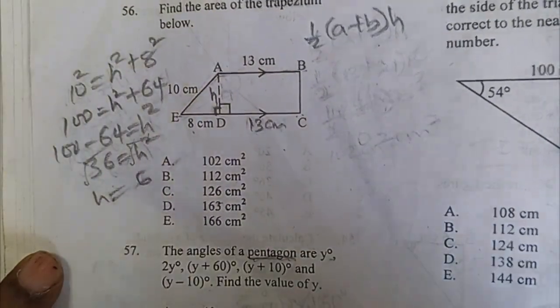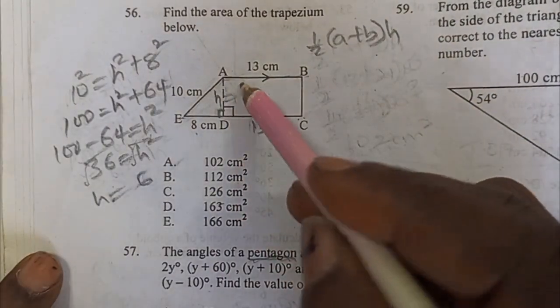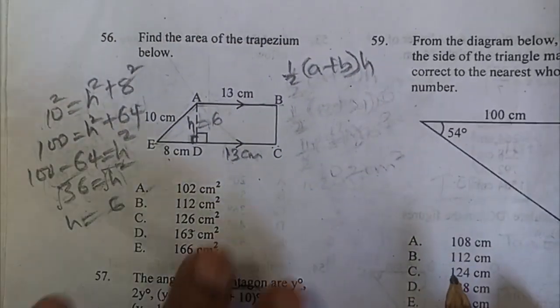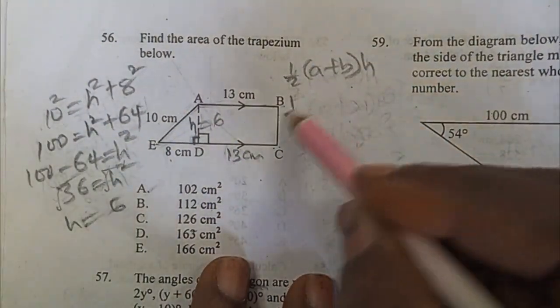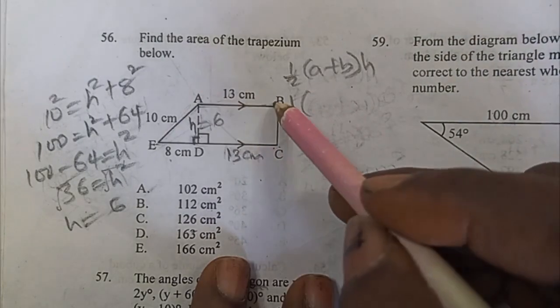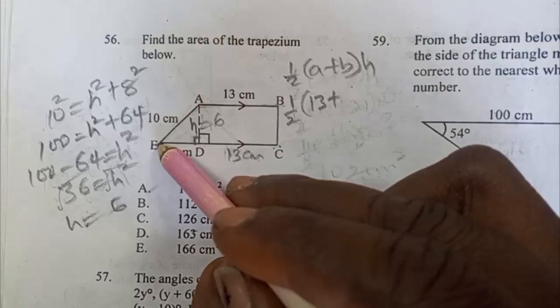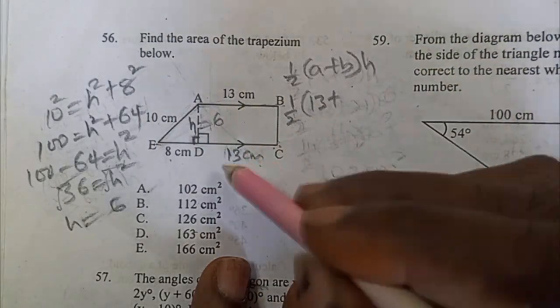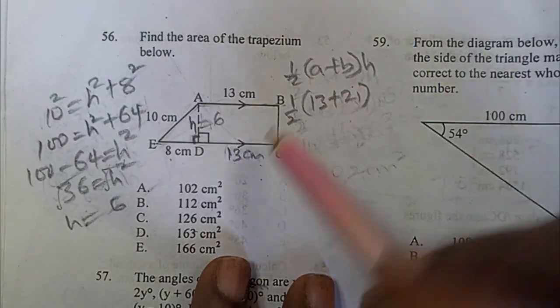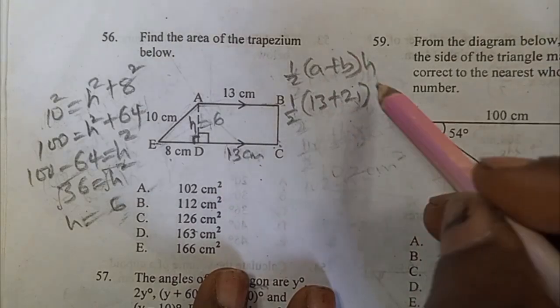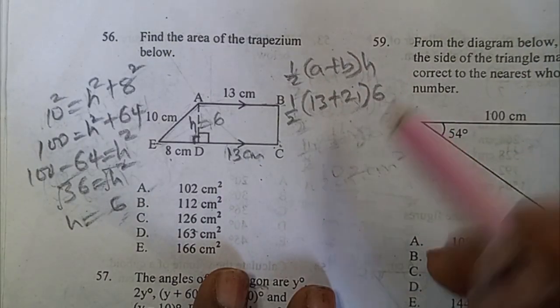So h is 6. So the height is 6. Here is 6. So now let's go back to the formula. The area now is half. A is this smaller base, which is 13. We add it to the entire of this place from here to here. That's 21. 8 and 13, that's 21. Then the height we got just now, we substitute into the formula as 6.